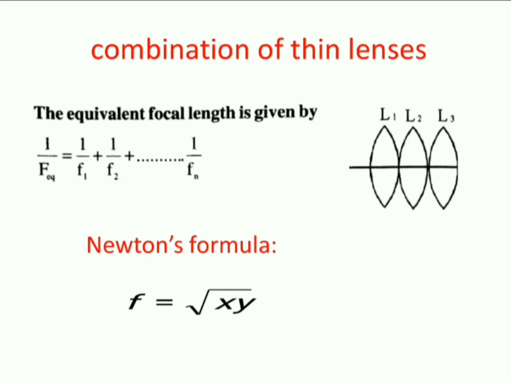So for thin lenses, the equivalent or combination of focal length, total focus will be 1 by f1 plus 1 by f2. Focal length is positive in case of a convex lens, and negative for a concave lens. Coming to Newton's formula, if x and y represent the object and image distances from the focus, again I repeat, x is the object distance from focus, y is the image distance from focus, then focal length is equal to square root of xy.